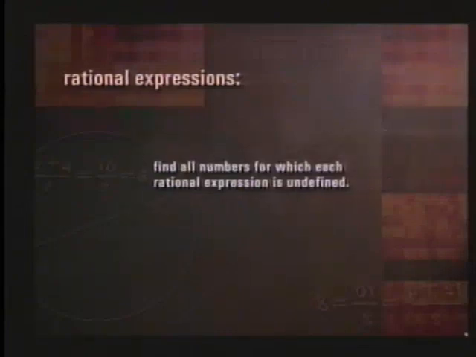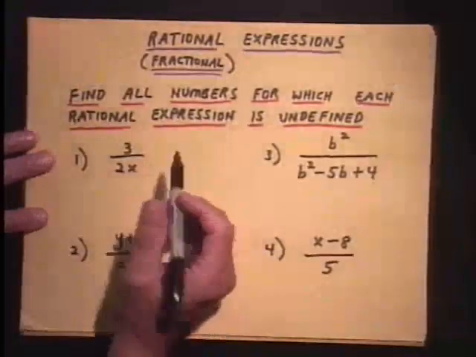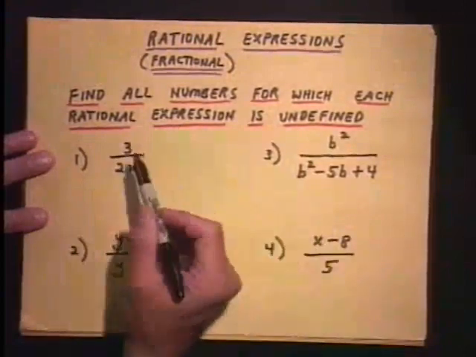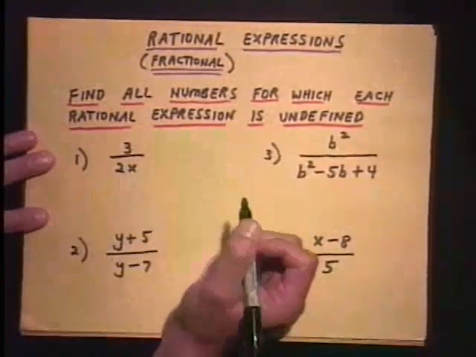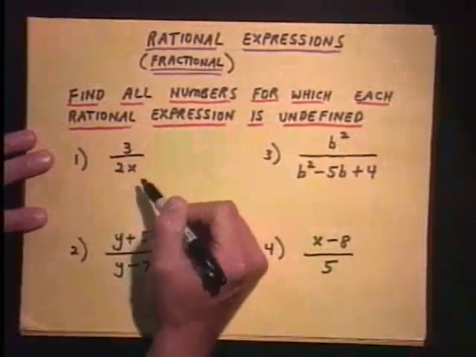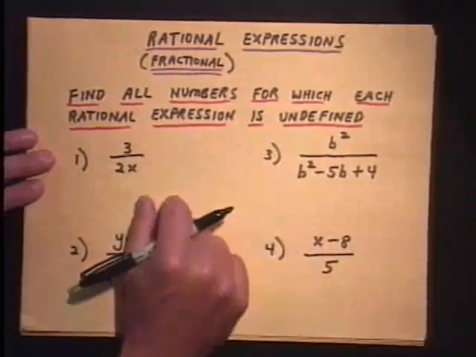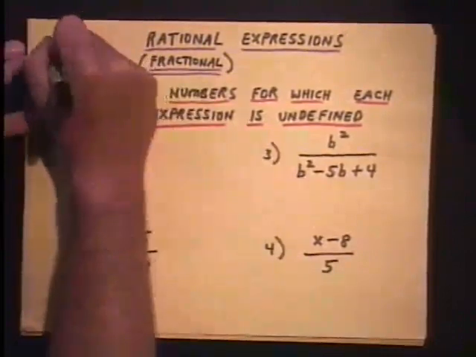All right. Now, what they're going to do first is they're going to give you some of these rational expressions with variables in them, and they're going to ask you to find all numbers for which each rational expression is undefined. So let's go to those examples next, and we'll look at some. Find all numbers for which each rational expression is undefined. They'll give you the fraction, let's say 3 over 2x. Now remember, anything with a denominator of 0 in mathematics is considered undefined, and I'll go up here at the top and we'll illustrate that.